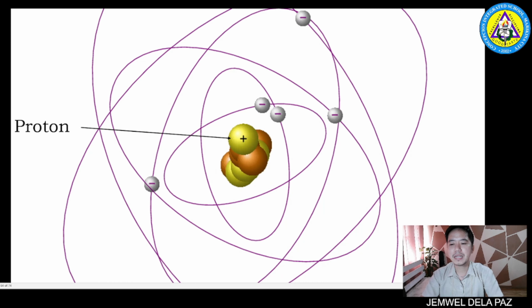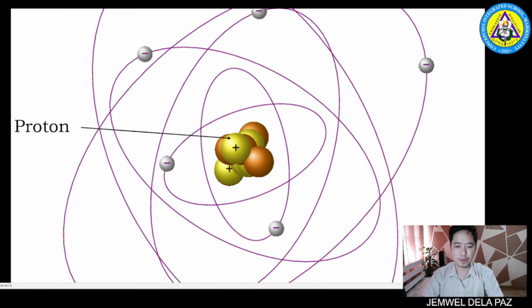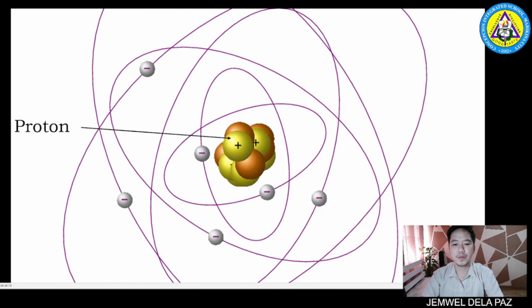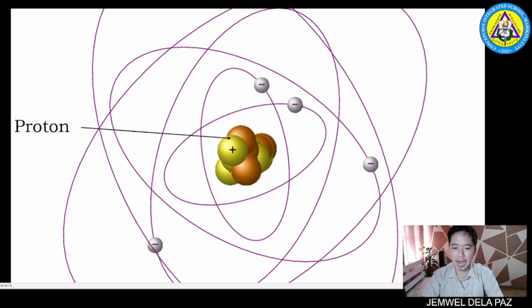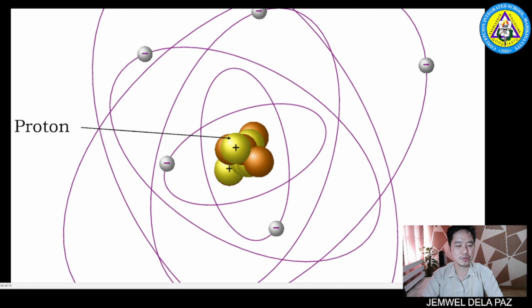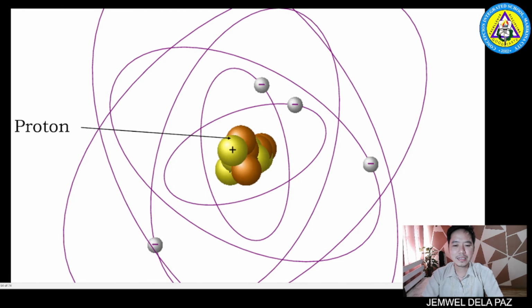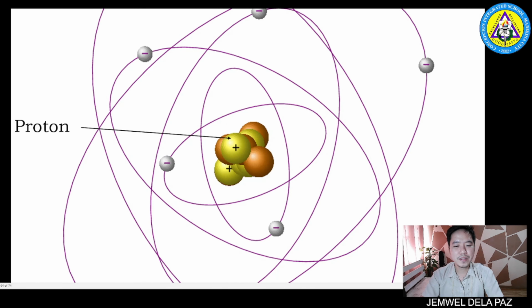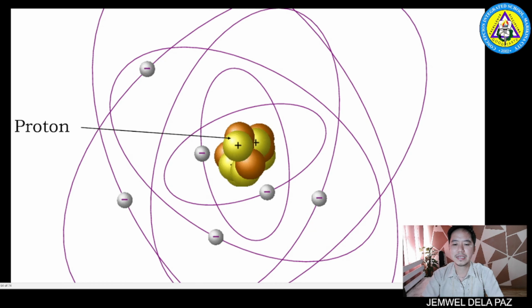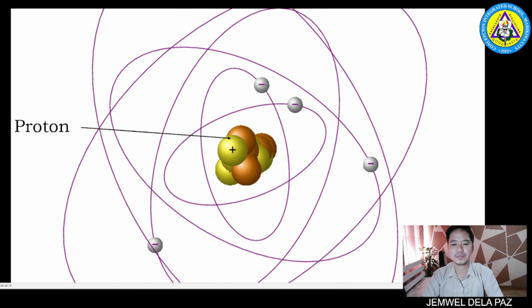The second subatomic particle is the proton. Proton is found inside the nucleus of the atom. It is the positively charged subatomic particle of an atom.